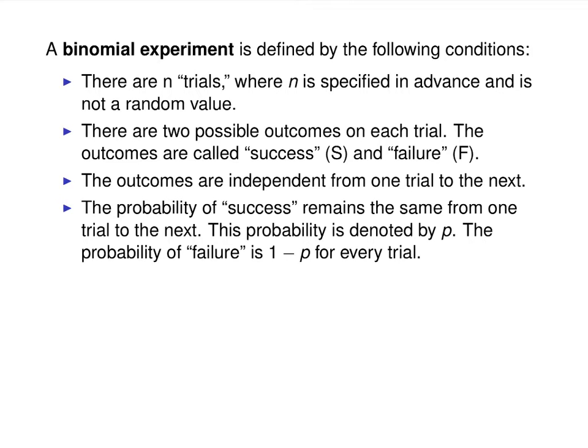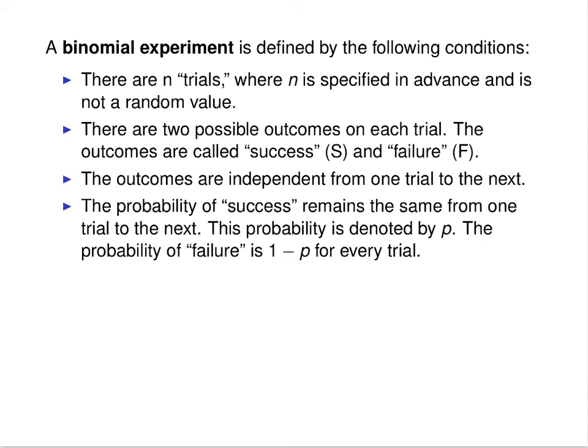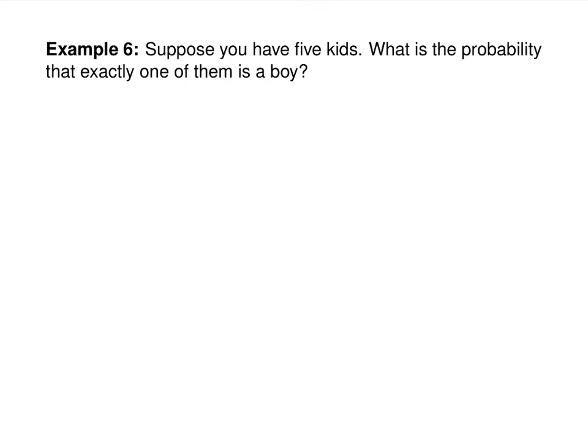And we also require the probability of success remains the same from one trial to the next. So the success probability is denoted by P, and because you only have two possibilities, as in success or failure, because of the complement rule, failure's probability is 1 minus P for every trial. So here's an example of something that is a binomial random variable, and we will talk about why finding these probabilities is complicated, and I'll show you a formula that you can use to find them all the time.